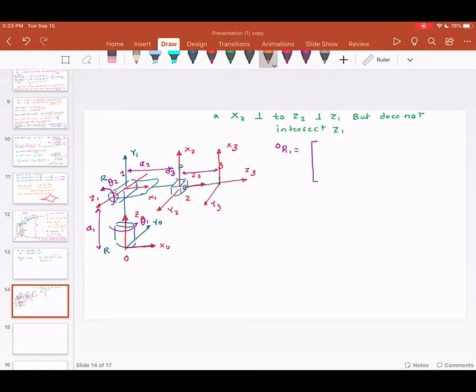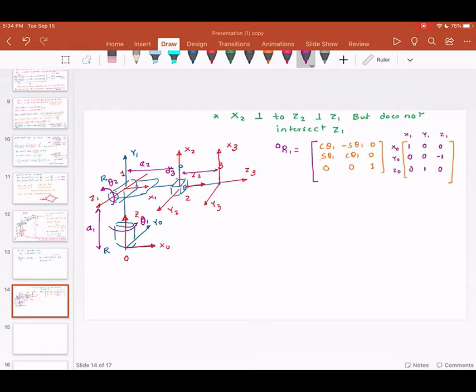So cosine theta 1, minus sine theta 1, 0; sine theta 1, cosine theta 1, 0; 0, 0, 1. Let's not forget the projection matrix. The projection matrix is x0, y0, z0, x1, y1, z1. So x1 is aligned with x0, y1 is aligned with z0, and z1 is aligned with minus y0.